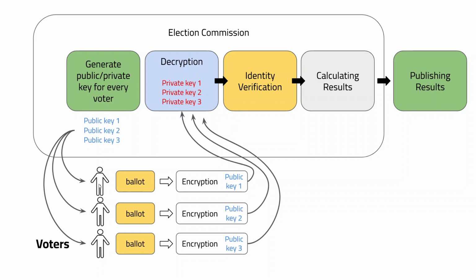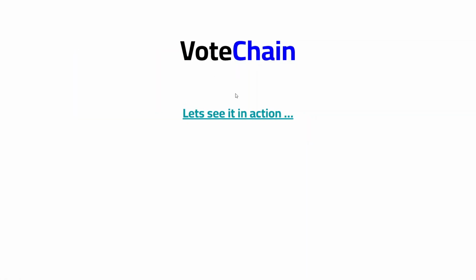So after each voter gets his key, he writes a ballot which specifies the candidate the voter is voting for. Then he encrypts this ballot using the public key he got and sends it back to the election commission. The election commission decrypts the ballots using the private keys, then verifies the identity of the ballot sender, and finally calculates the results and publishes them. Okay, let's see a demo of how this will work.